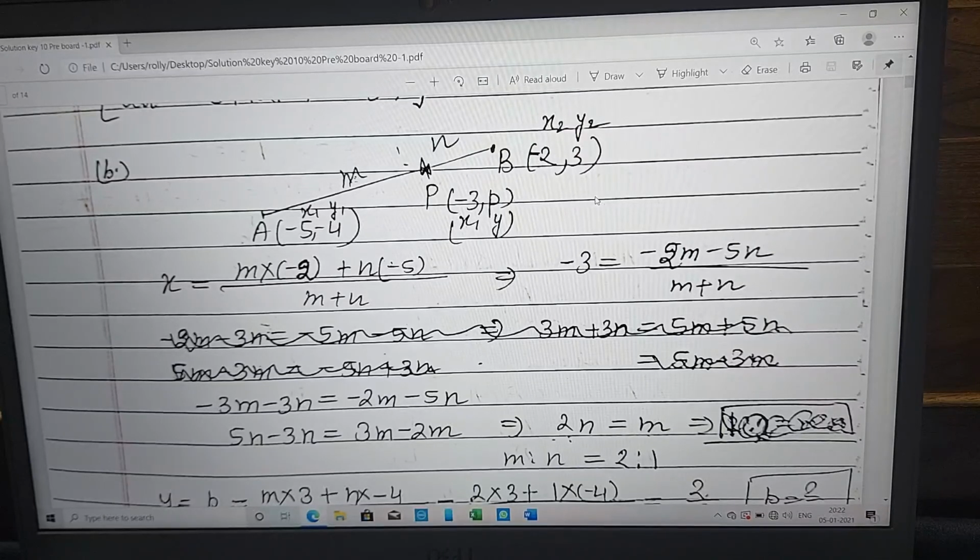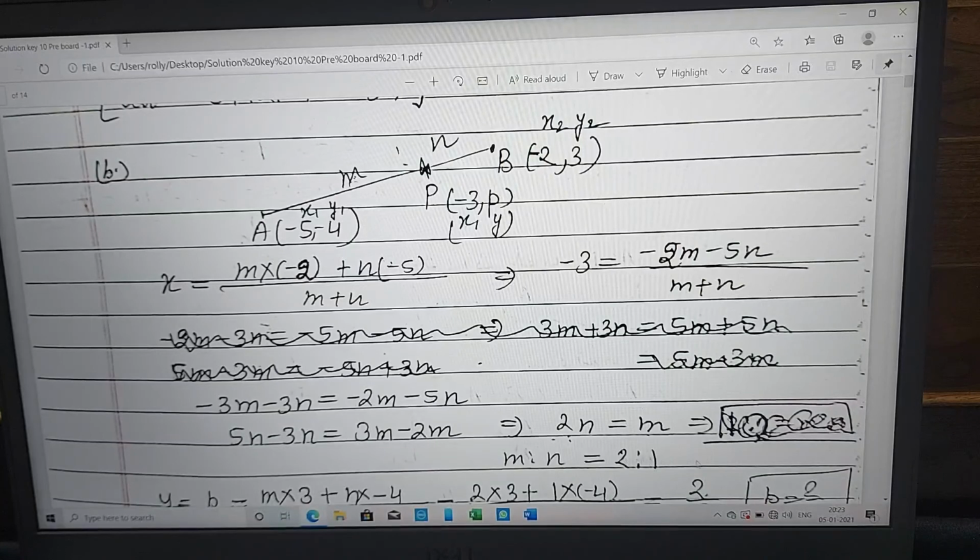The formula says x is equal to m into x2 plus n into x1, divided by m plus n. If we have taken m, then we have to take the value of x from the other side, that means minus 2. And if we are taking n, then the value of x has to be taken from the right side, that is minus 5. As the abscissa of point P is minus 3, x will be replaced by minus 3. If we calculate, it is coming 2n is equal to m. So if we transfer n to the other side, m upon n will be equal to 2 upon 1. That means the ratio will be 2:1.